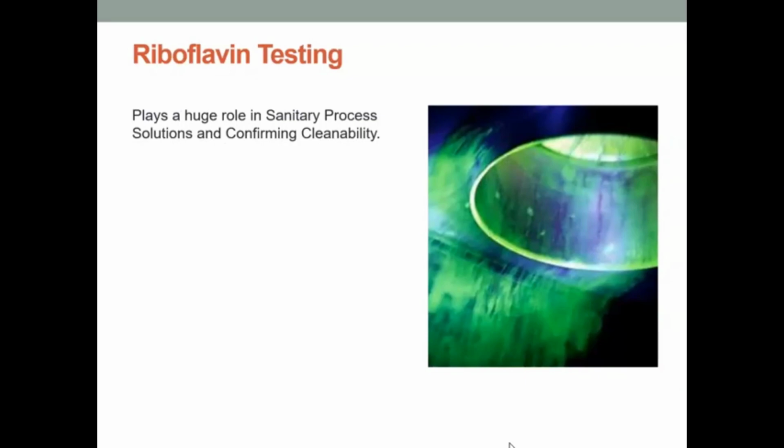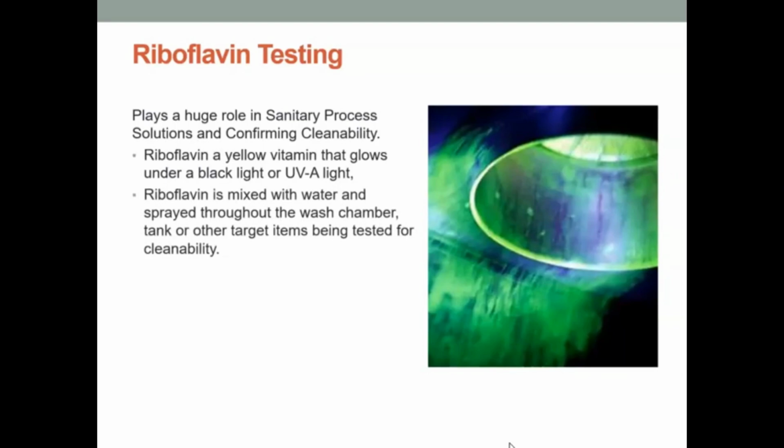Riboflavin testing is used a lot in cleaning validation, and it plays a huge role in the sanitary process solutions and helps confirm cleanability of equipment. Riboflavin is a yellow vitamin that glows under a black light or a UVA light. Riboflavin is mixed with water and sprayed throughout the wash chamber, the tank or other target items being tested for cleanability.